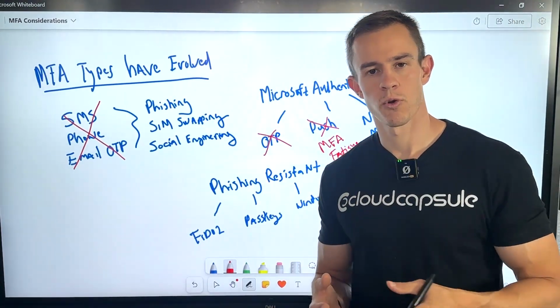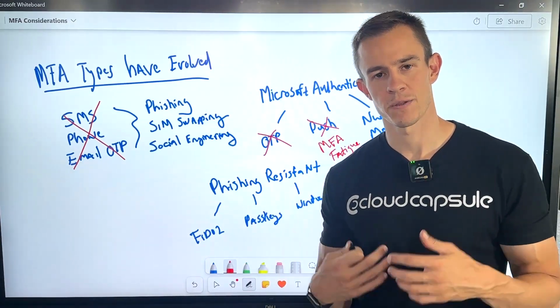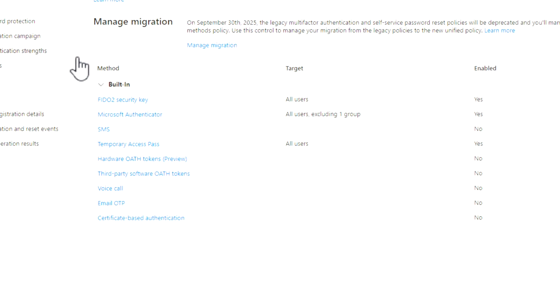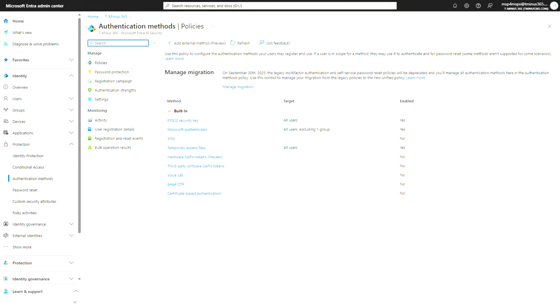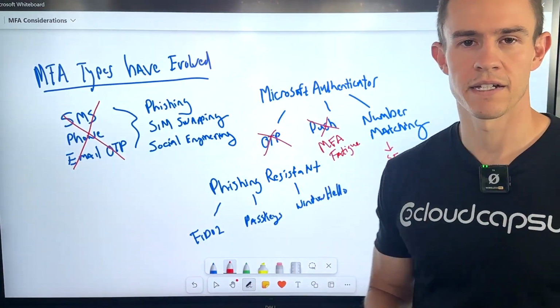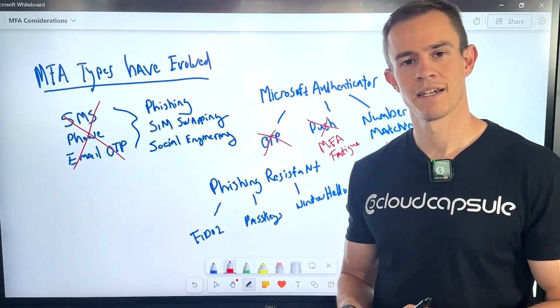Within the Entra portal, you can modify your authentication methods policy to prevent the use of some of these legacy forms. I do recommend at least blocking SMS, phone, and email OTP. So you have the stronger methods here that are less prone to attacks that we've seen in the past.